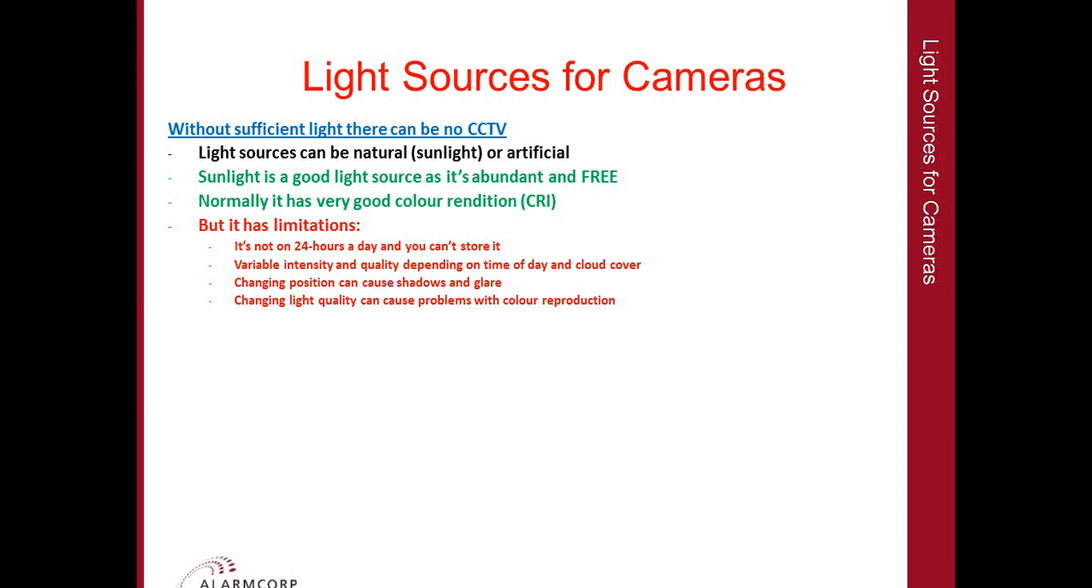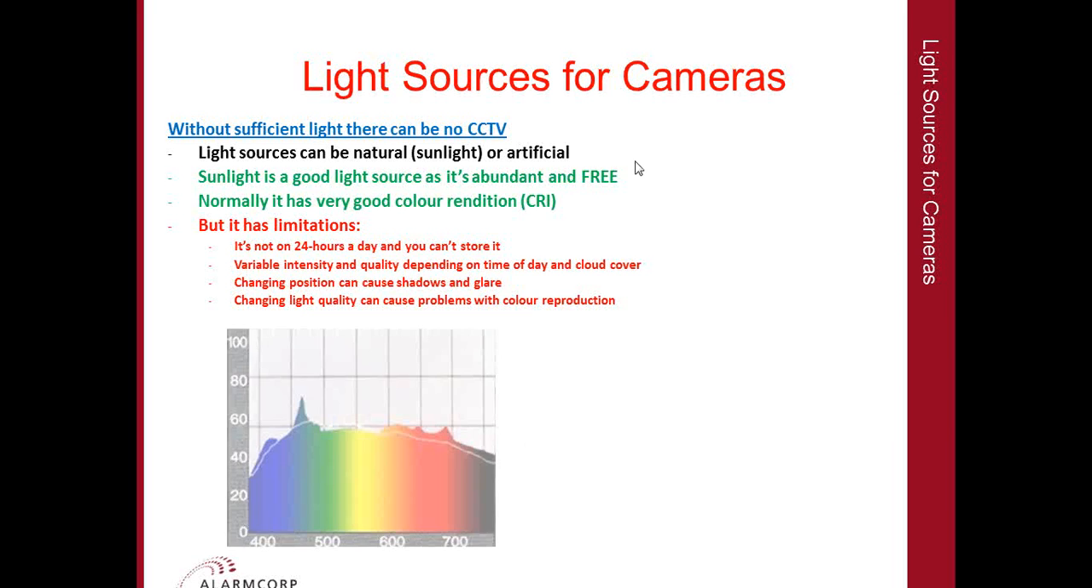Now, light sources can be natural, i.e. sunlight, or artificial. Now, sunlight is a very good light source. It's abundant, and it's free. It has very good color rendition, also known as CRI, and this is a topic that I will cover in a little bit more detail in the coming slides. Now, what makes sunlight such a good light source is that you can see in the spectrum plot, sunlight consists of a mixture of all the colors of the rainbow, and it's a fairly flat distribution.